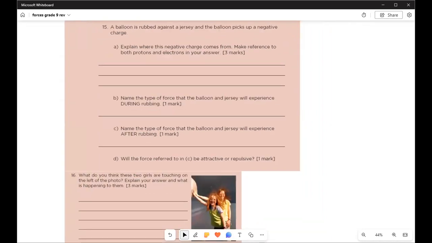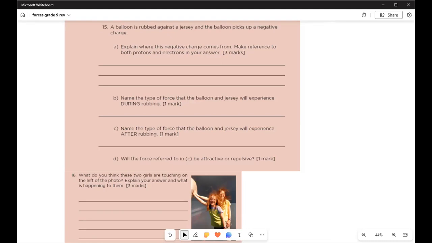So on the next question, a balloon is rubbed against a jersey and the balloon picks up a negative charge. Okay, so here we need to assume that before we rub these objects, we are having neutral objects basically. So the amount of protons and electrons are equal in both. And then because the balloon gains electrons, it means it has an electron affinity that is higher than that of the jersey. Electron affinity is basically the ability of an object to gain electrons. So it steals electrons from another object.